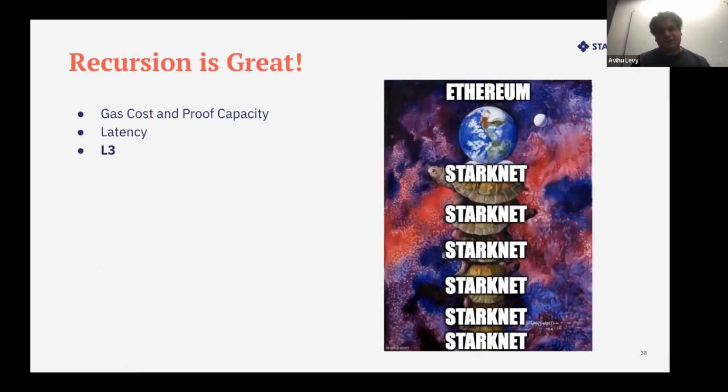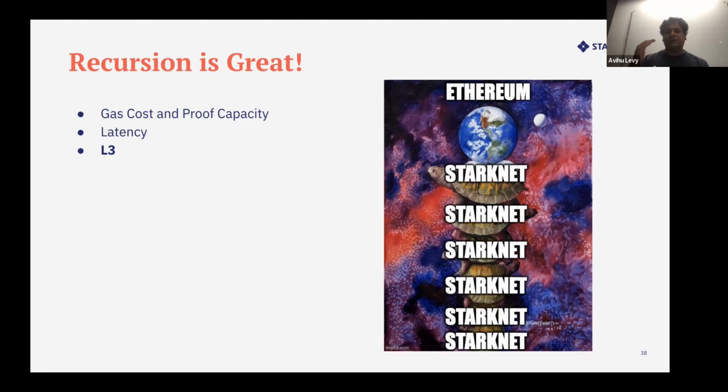Okay, so we spoke about gas cost and proof capacity, and we spoke about latency. I want to mention a few more concepts. So one concept that we very much like is the one of layer 3. I didn't explain StarkNet almost at all, but for those who are familiar, StarkNet is a layer 2 that operates over Ethereum. And what it means is that it's an environment where people can send transactions, and once in a while, these transactions are being proven and sent to Ethereum, Ethereum verifies the transaction, the state transition, and if it's valid, then updates to the new state.